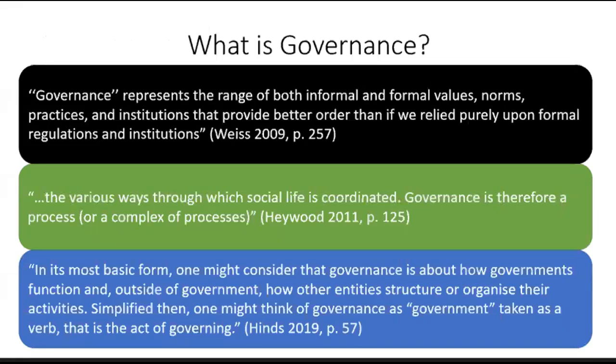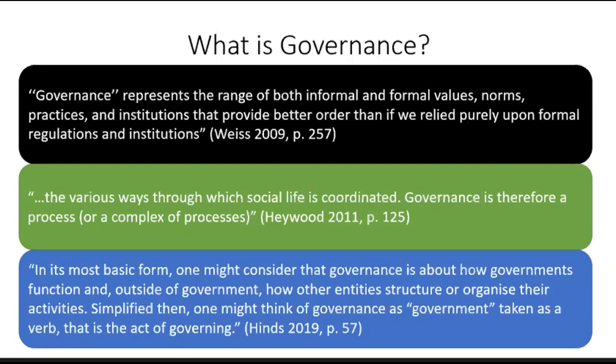Governance represents the range of both informal and formal values, norms, practices, and institutions that provide better order than if we relied purely upon formal regulations and institutions. That's a definition by Weiss. So what he's saying here is that governance is beyond things that have been formalized. Norms and values, practices that have also developed over time can be considered elements of governance. So formal and informal. The next definition says the various ways through which social life is coordinated. Governance is therefore a process or a complex of processes. So it's a process, it's not just some kind of static thing.